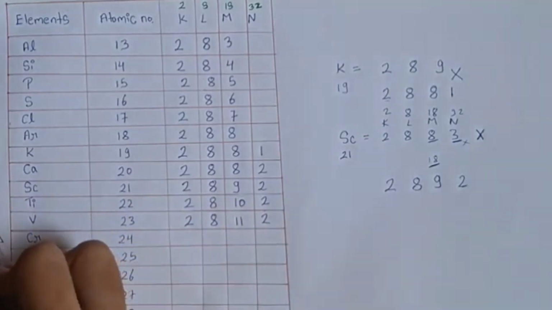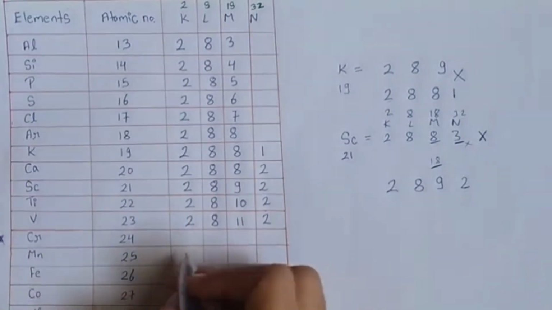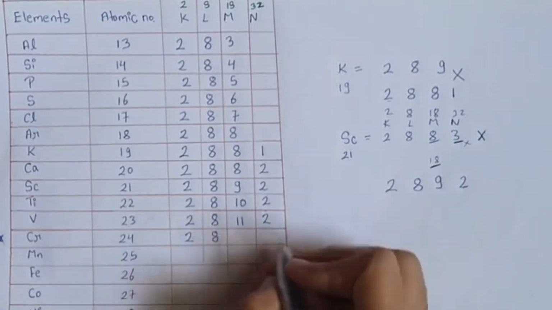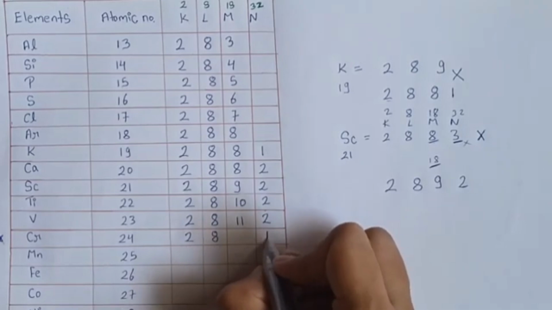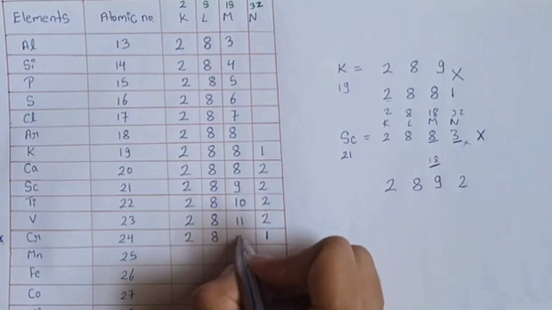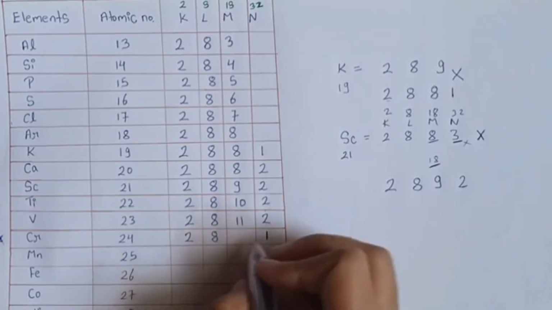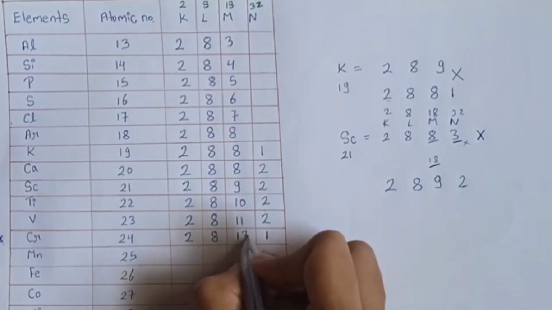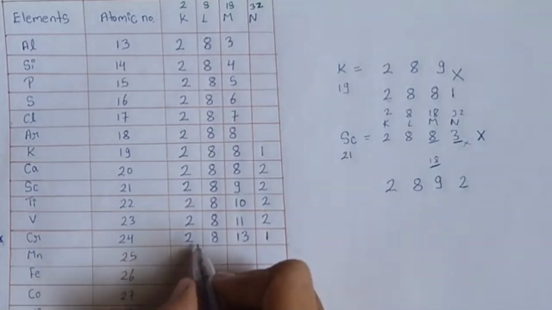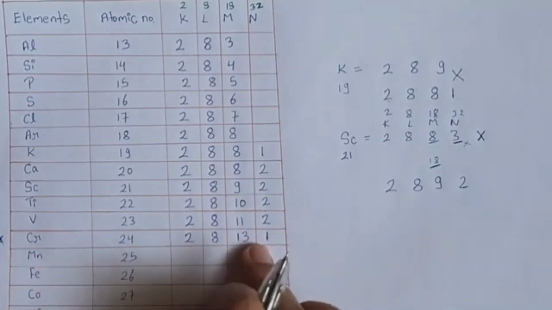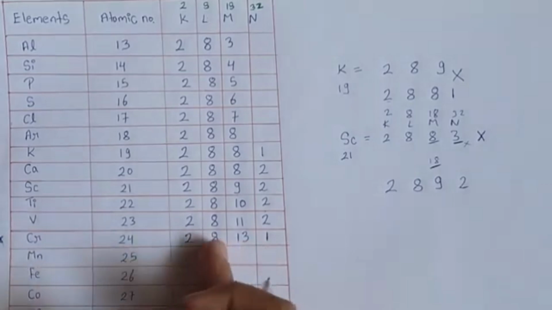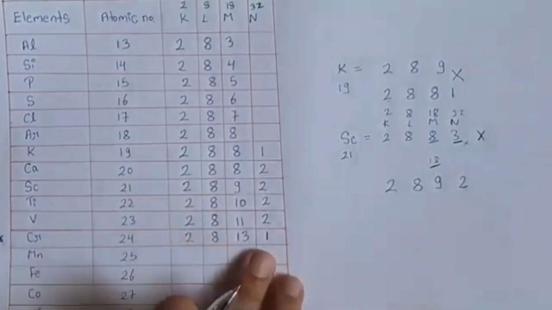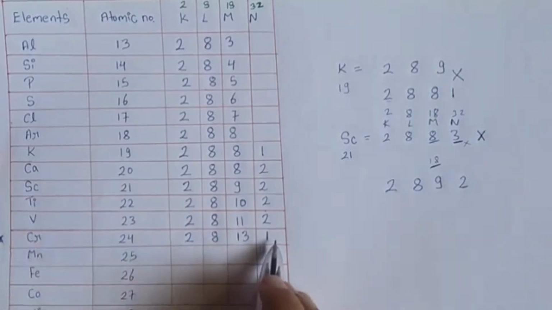And next chromium, as your chromium atomic number is 24. So here 2, 8, and in this you need to take 1 here in the N shell, and I'll be taking 13 in the M shell. Why 13? You need to take 12. Actually 1 left over here is adding up here. So in this way I'll take 13. So 2, 8, 13 and 1 in chromium. This is an exceptional case. When you go to 11, 12 class, you will understand when they explain electronic configuration to you. So now chromium is 2, 8, 13 and 1.